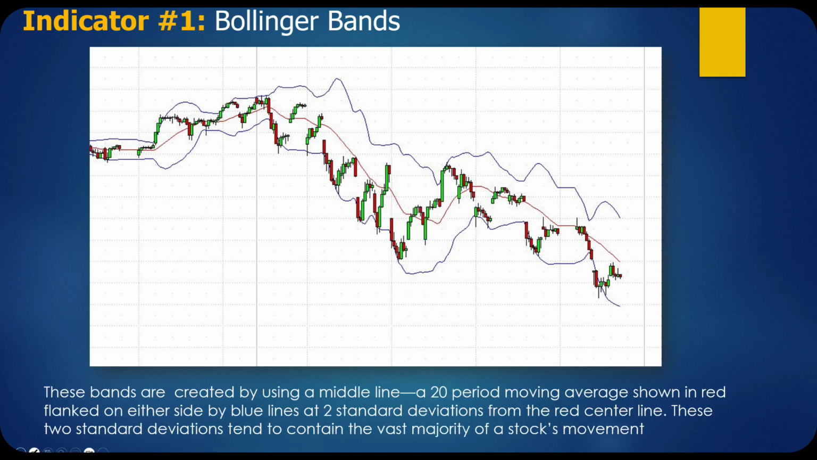These bands are created by using a middle line. So the middle line there, the red line, is a 20-period moving average, and it's flanked on either side by blue lines at 2 standard deviations from the red center line. So these 2 standard deviations tend to contain the vast majority of a stock's movement, and you can kind of see that by looking at this.